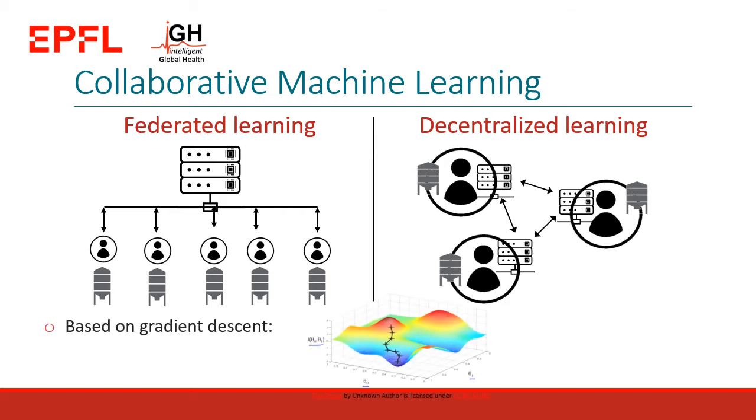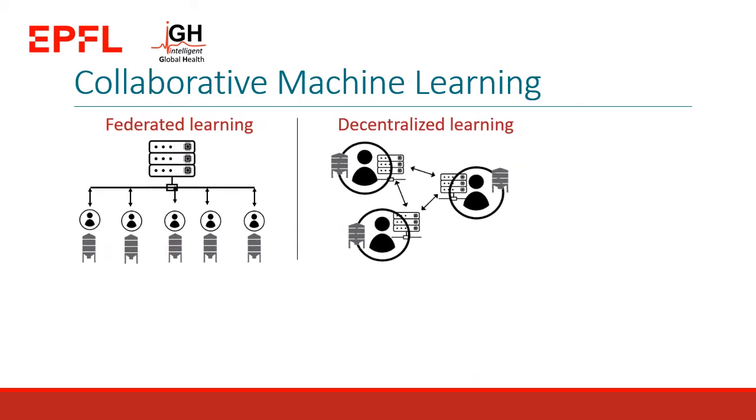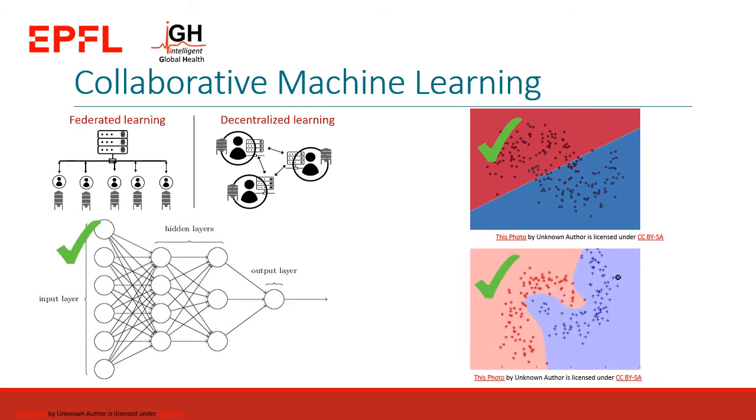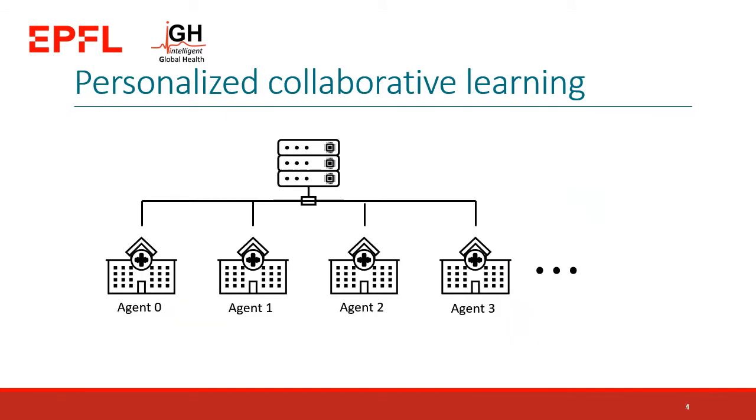In fact, any gradient-based method can be implemented in a federated and/or decentralized way. This means that collaborative learning works for simple models such as linear regression and logistic classification, as well as for terribly complex deep convolutional neural networks. For the remainder of this presentation, I'll focus on federated learning because decentralized learning is still a very new research topic. I will assume that the participants are individual hospitals, and to make things complicated, I'll call them agents from here on out.